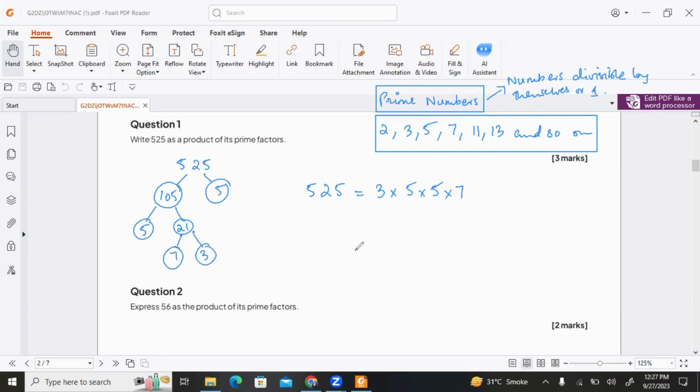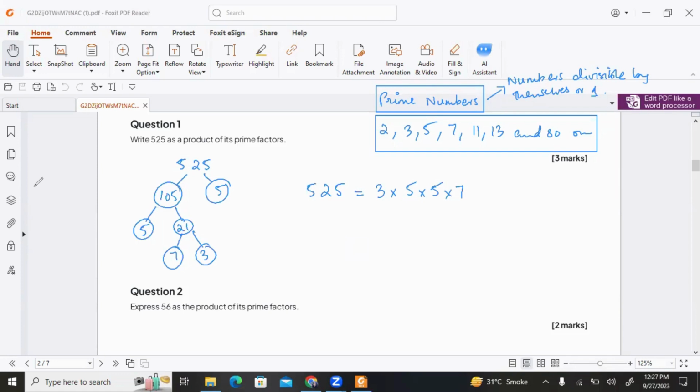All you have to do is basically break down the number into its prime factors. You can start from any number. There's no restriction that you have to choose a specific factor to begin with. You can start with big numbers, you can start with small numbers. It's up to you.